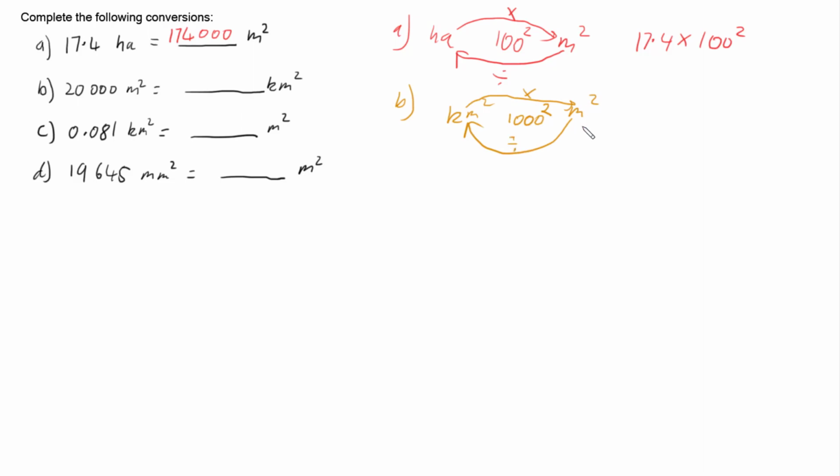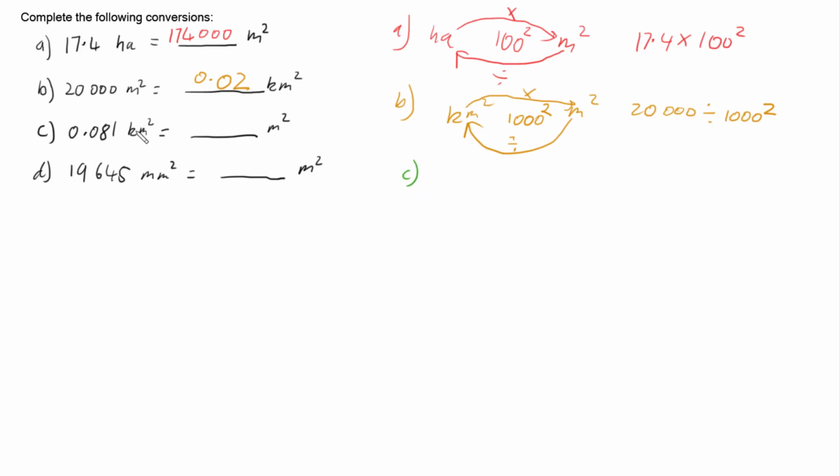So meters squared to kilometers squared, which is what I'm doing, so I'm going to do 20,000 divide by 1,000 squared. So that means that I'm going to have 0.02 kilometers squared.